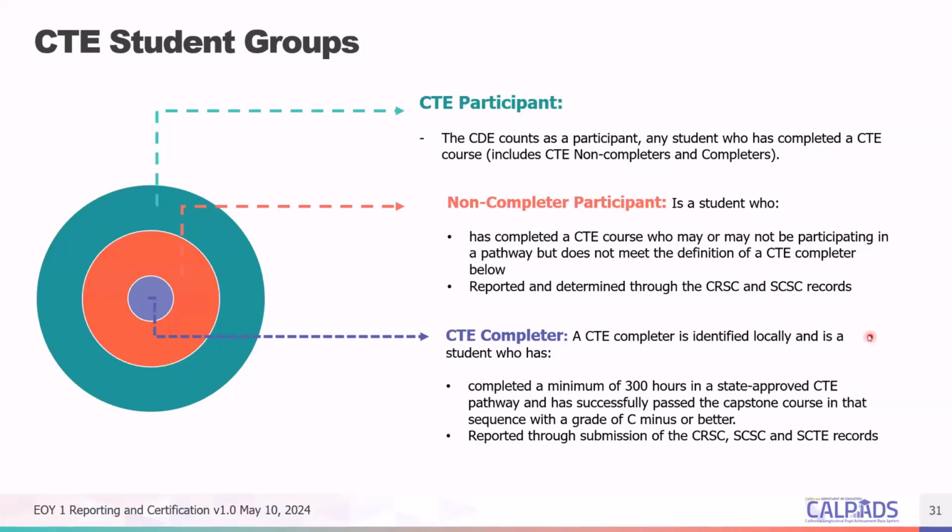A CTE completer is a student who has completed a minimum of 300 hours in a state-approved pathway and has successfully passed the capstone course of that pathway with a grade of C- or better. The CDE counts as a completer students that the LEA has identified as a completer by populating field 11.14 in the SCTE record. That field is CTE pathway completion academic year ID, and it must be populated with the current academic year for this year's CTE completers. CalPADS will validate whether the students who are identified as CTE pathway completers in the SCTE file have completed the capstone course of that pathway in the student's SCSC records.